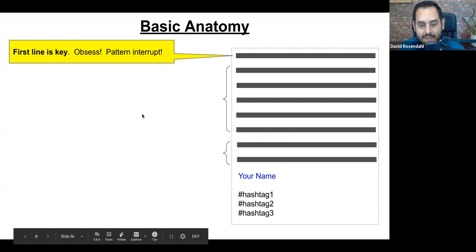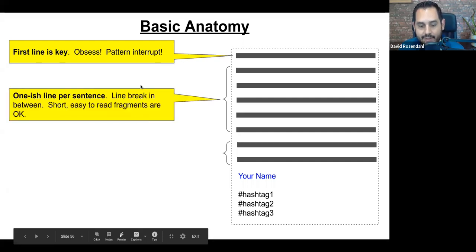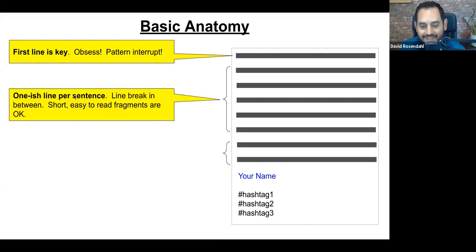So first line, obsess over it. Like I said, one-ish line per sentence, per sentence fragment, if you will. Line breaks in between, short, easy to read. Fragments are even okay. It's going to seem a little unnatural at the beginning, but that's easier, especially on the mobile device, and it engages people in a way that big blocks of text sometimes are not able to do.